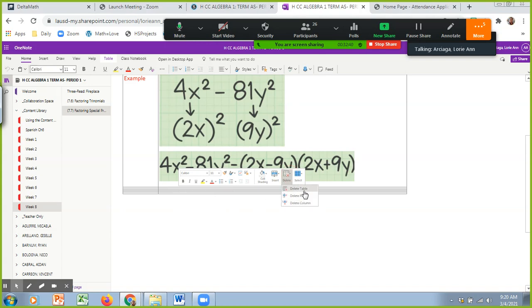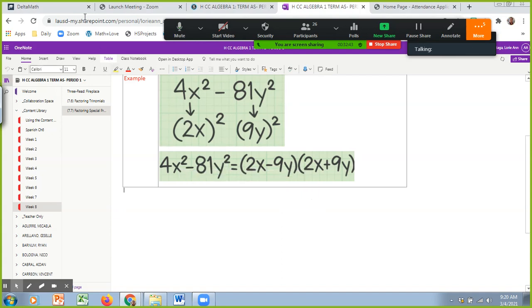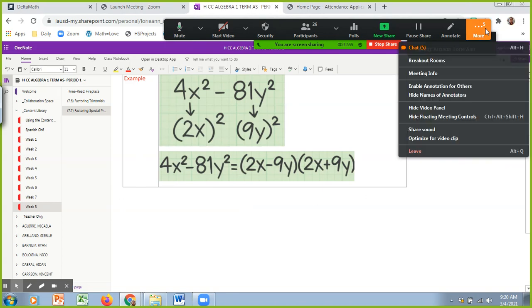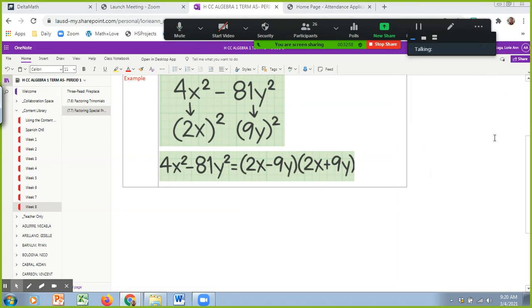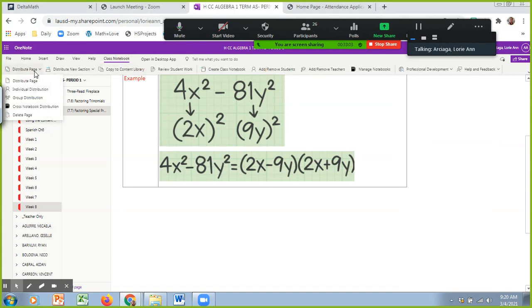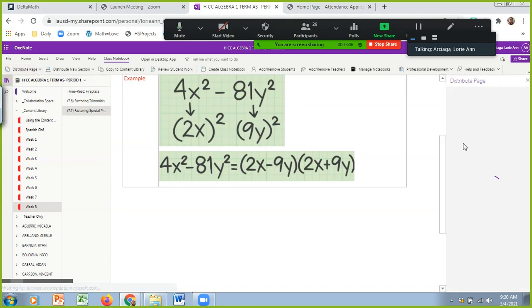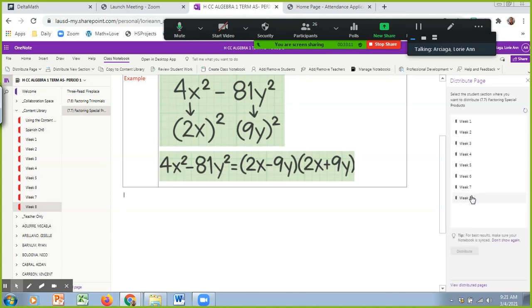All right, it's 9:20. So let's pause and go back to Schoology to access our OneNote. All right. I will push this page to you guys in week 8. It's called difference of perfect squares or difference of two squares.